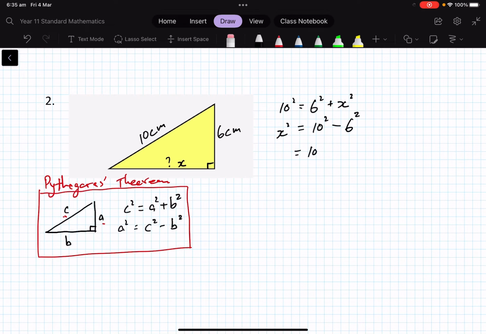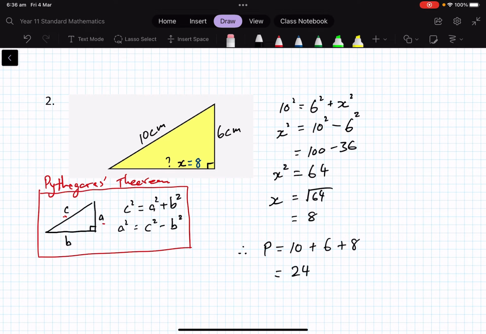Now that's equal to 100 minus 36, which is equal to 64. So x squared is equal to 64. Now to undo the square, we do the square root. x is equal to the square root of 64, which is equal to 8. So I can write that in over here. Therefore, the perimeter of this triangle is equal to 10 plus 6 plus 8, which is 24 centimeters. All right, there's a few questions like that.